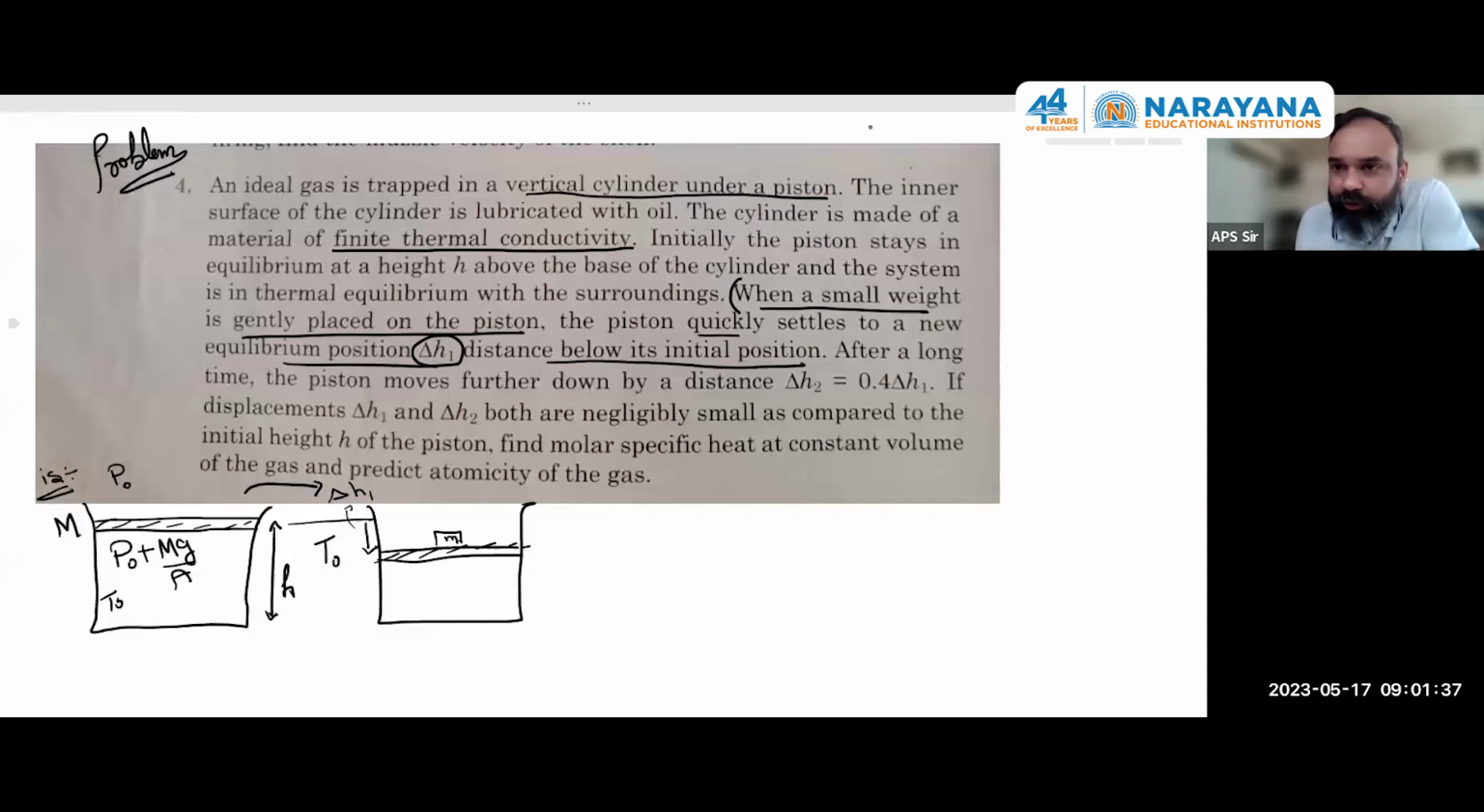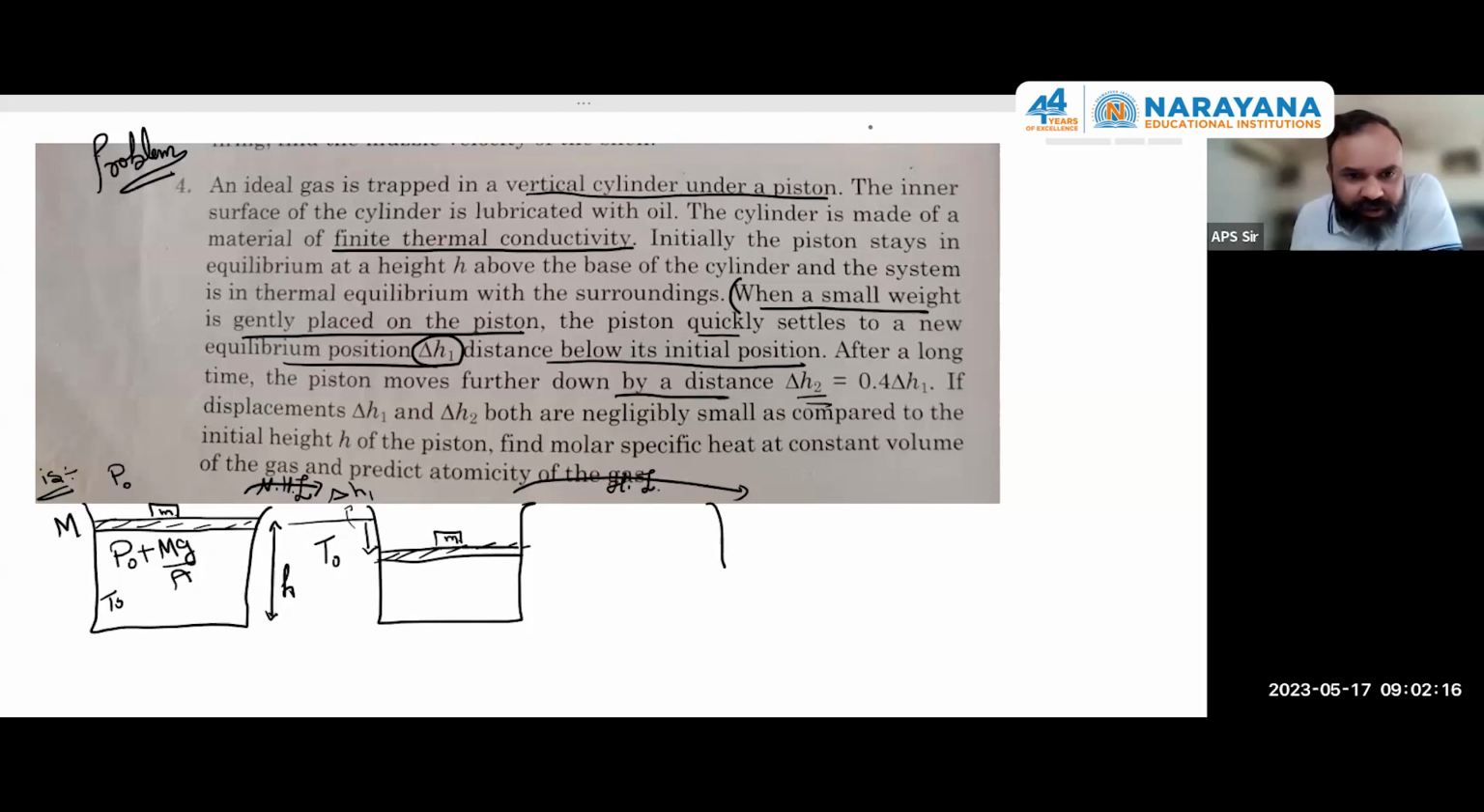I don't know what is delta H1. You have to think. In fact, the positioning of M was done here itself, so that as you keep this block, it acquires a new position, which is delta H1 below the initial position. And now he says, I don't do anything, but because of the finite thermal conductivity... So now this seems to be more of a no heat interaction step. And this seems more of a heat interaction step to me, where because of finite thermal conductivity, it will interact through heat with the surroundings. And what it does, it further moves down after a long time by delta H2.